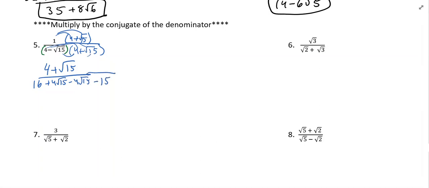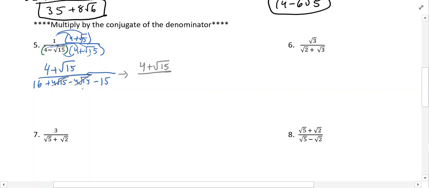So now if you notice, positive 4 rad 15 and negative 4 rad 15 cancel. So I'm left with just 16 minus 15. So in the numerator, I have 4 plus rad 15. In the denominator, 16 minus 15 is 1. So I don't need to write this one. I can just write it as 4 plus rad 15. So then that's my final answer.